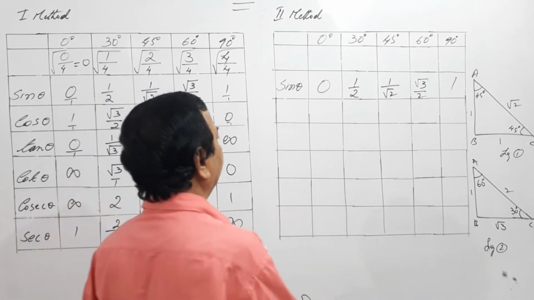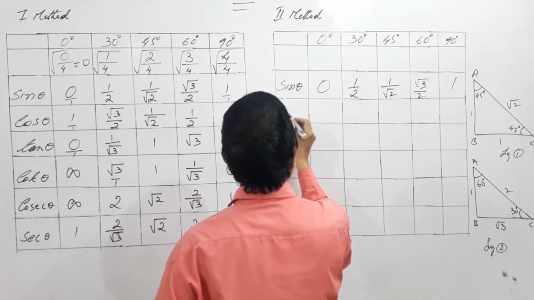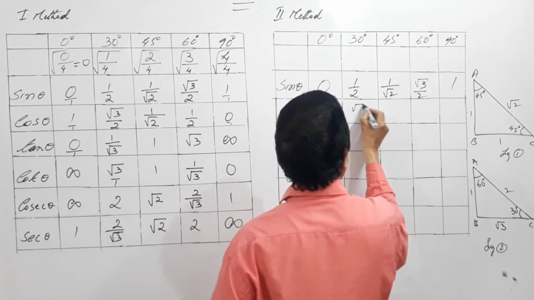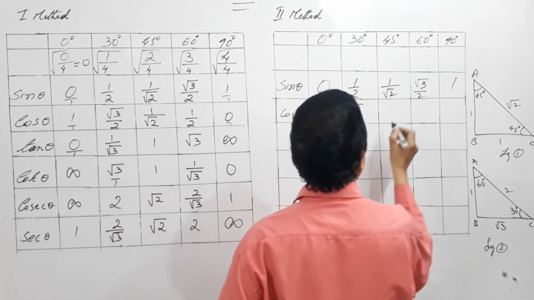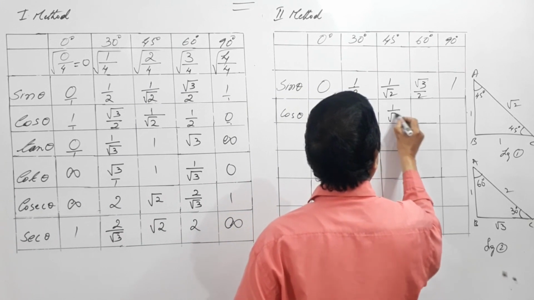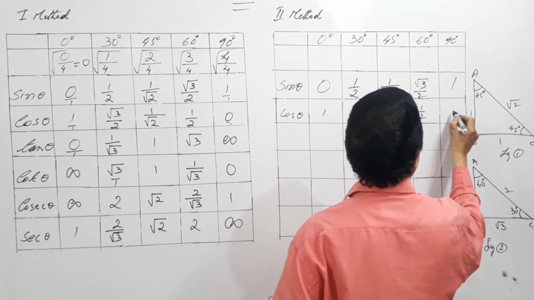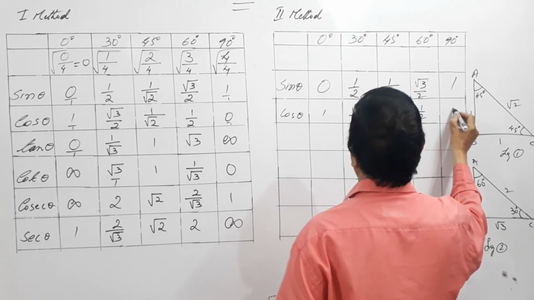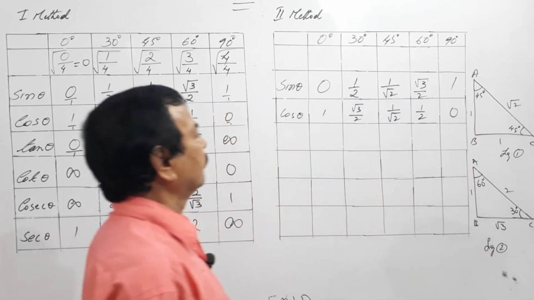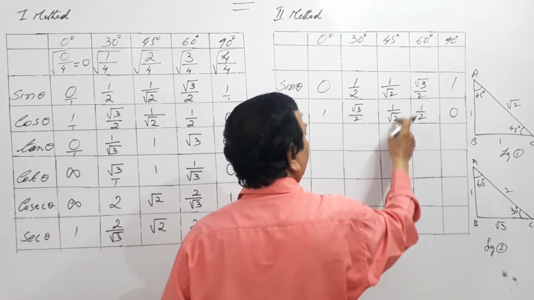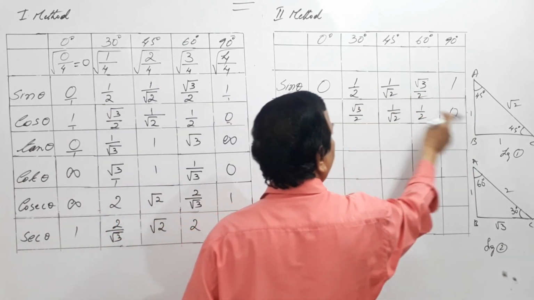Now reverse order, we will take cos theta: 1, root 3 by 2, 1 by root 2, half, and this is 0. So it starts with 1, root 3 by 2, 1 by root 2, half and 0.